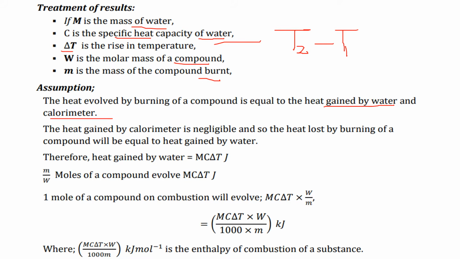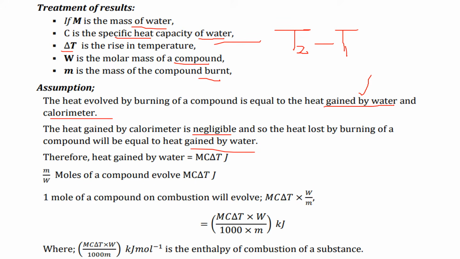So the heat evolved, or heat of combustion evolved from burning the sample, is going to be equal to the heat gained by both the water and the calorimeter together with the steel vessel, or the bomb calorimeter itself. And we are going to say that the heat gained by the calorimeter is going to be negligible, and so the heat lost by burning a compound is going to be equal to the heat gained by water.